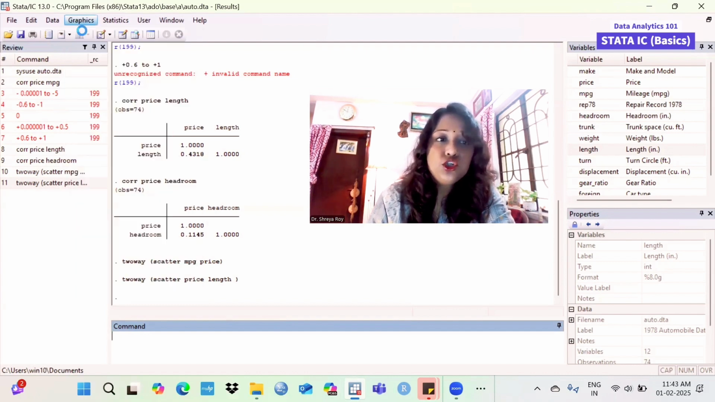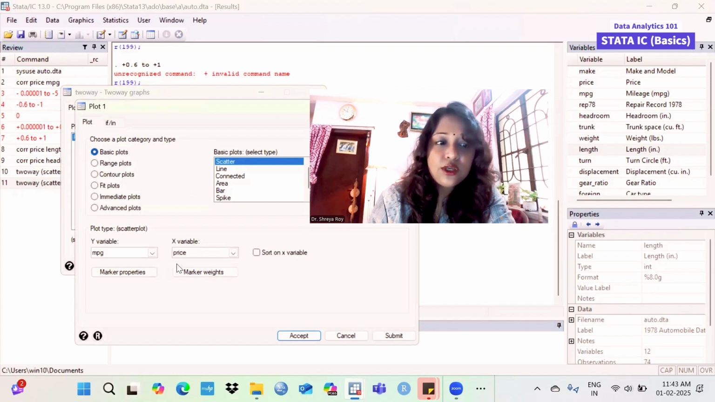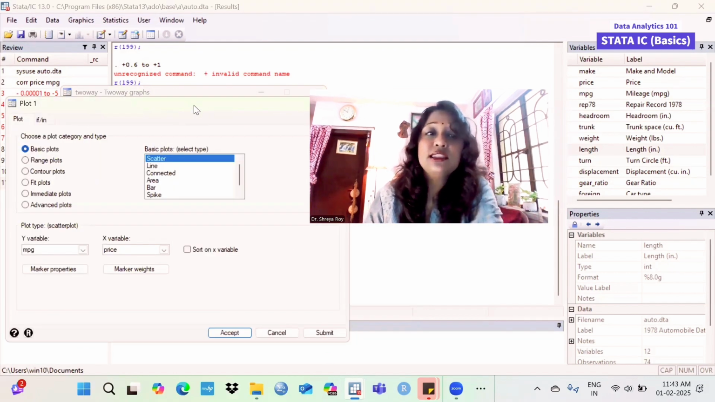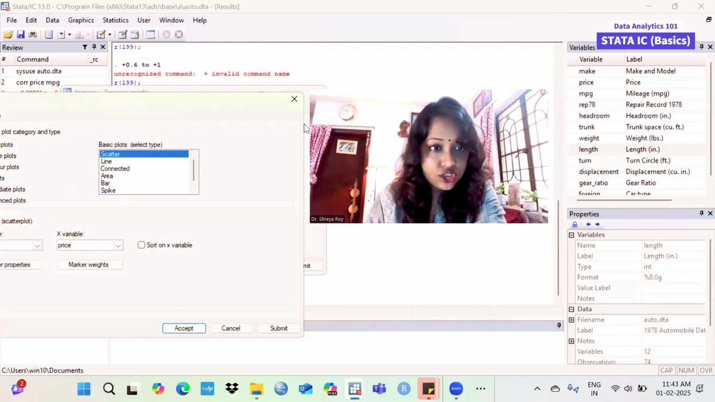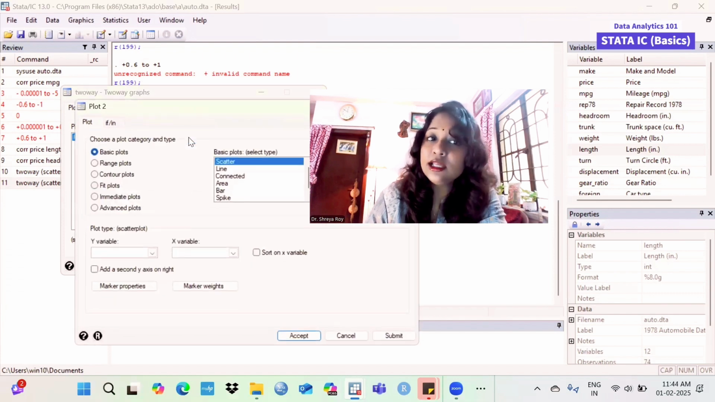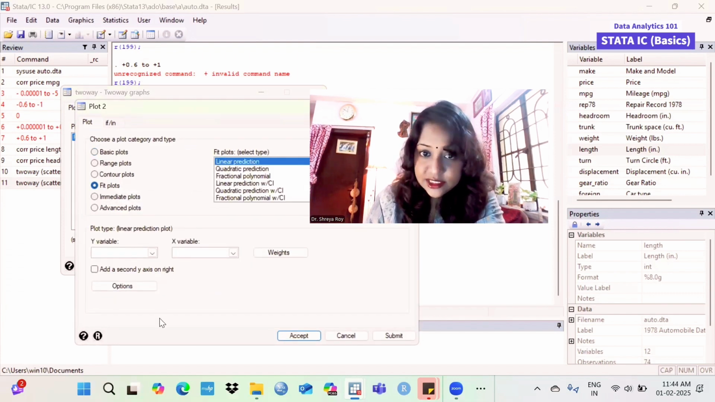So graph, two-way plot. Now take a look. What are the variables? We have price on the x-axis and MPG on the y-axis. Remember it, because if you mess up the two axes, then you will not be able to plot it properly. Without disabling my previous plot, I am creating another plot. This time I am selecting fit plots and clicking on linear prediction.